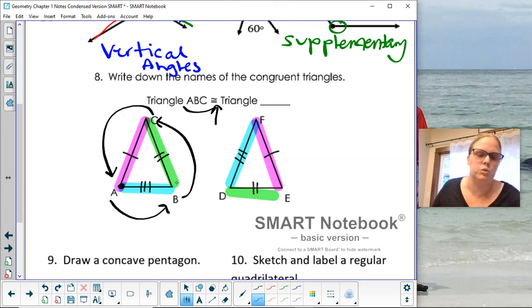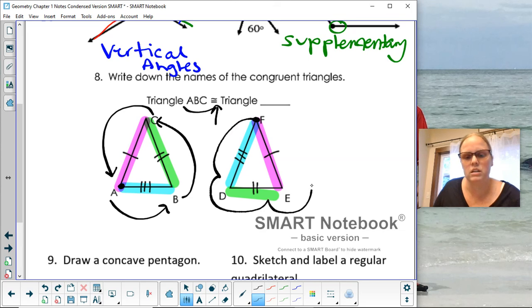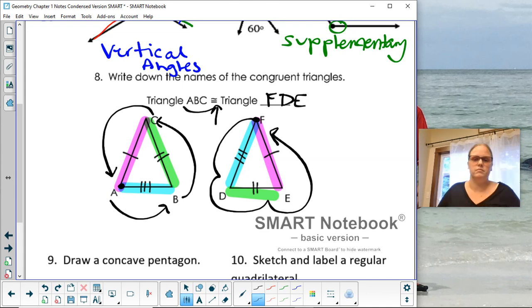So I want to follow blue, green, pink when I write down the name of this next triangle. Blue is here, green is here, and pink is here. So I want to start up at the top and go blue to green to pink. And so that would be the letters F, D, E. Even though ABC is in alphabetical order, you can see that this triangle is not, and it's based on where the congruent markings are.